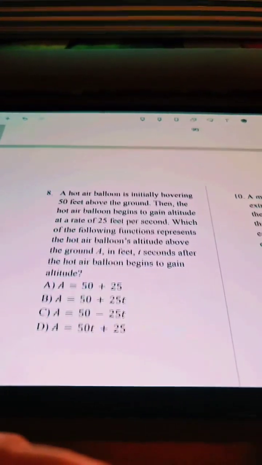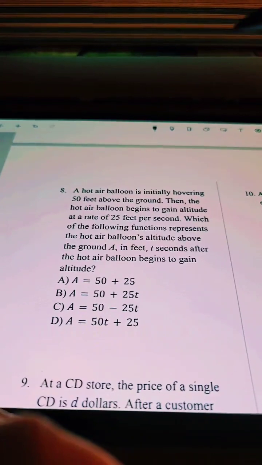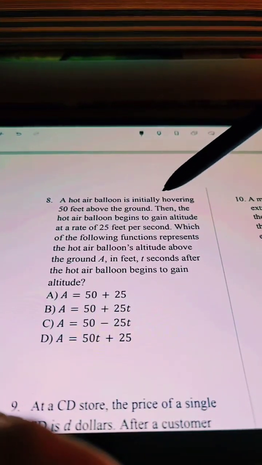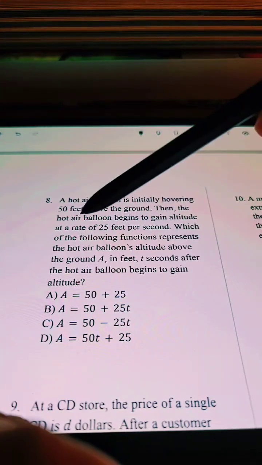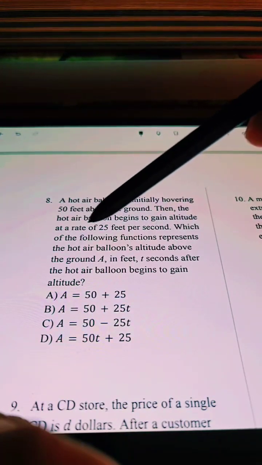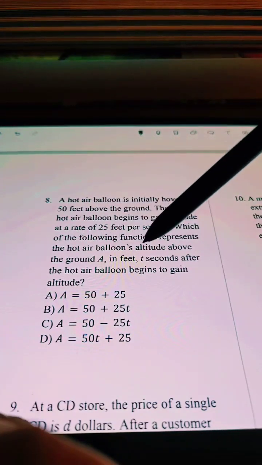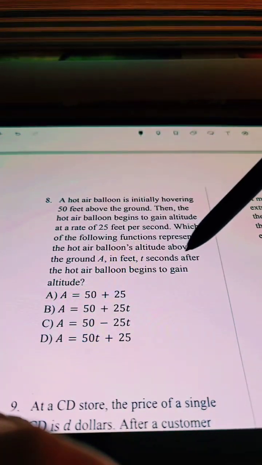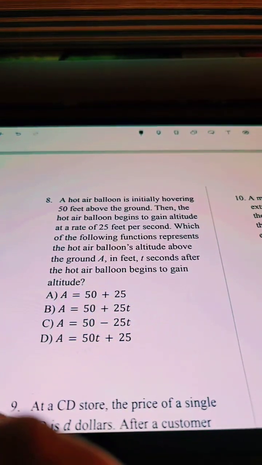Okay, so let's go to number 8. Number 8 says a hot air balloon is initially hovering 50 feet above the ground. Then the hot air balloon begins to gain altitude at a rate, again that word rate, of 25 feet per second. Which of the following functions represents the hot air balloon's altitude above the ground, A, in feet, T seconds after the hot air balloon begins to gain altitude?